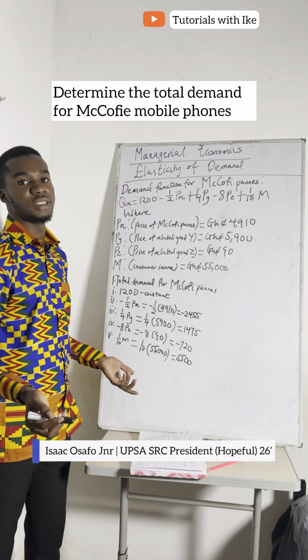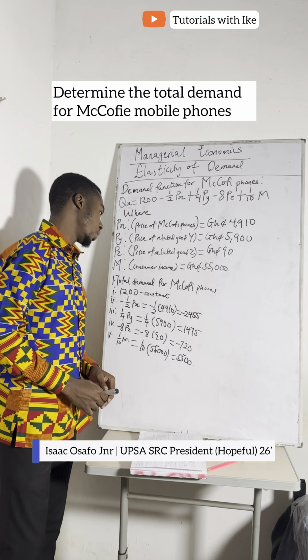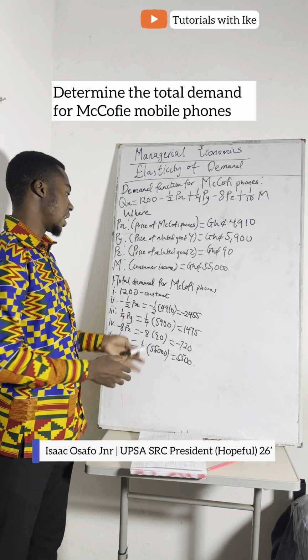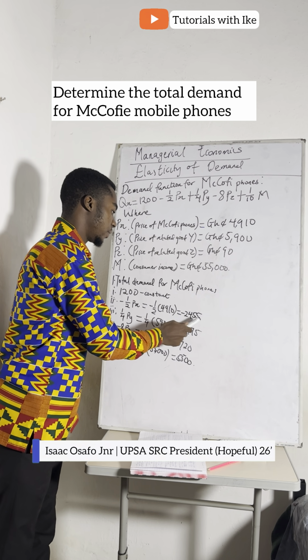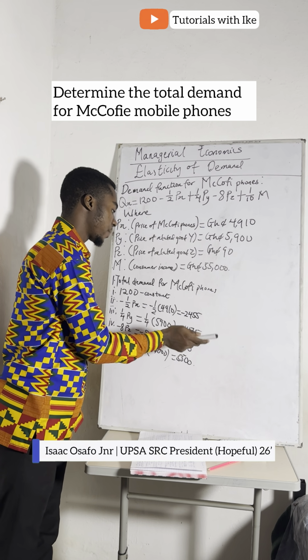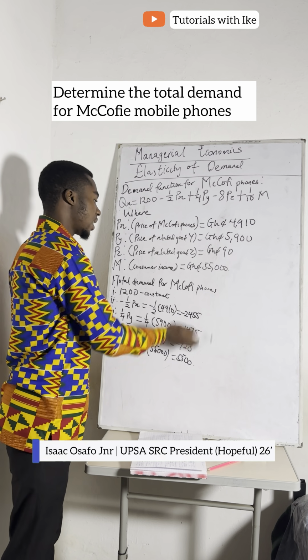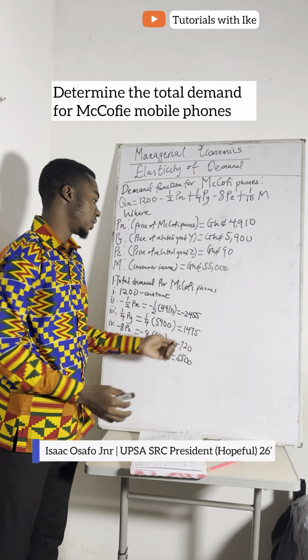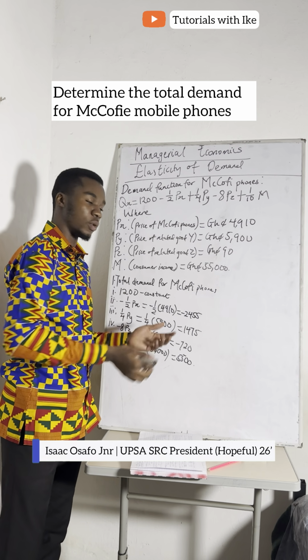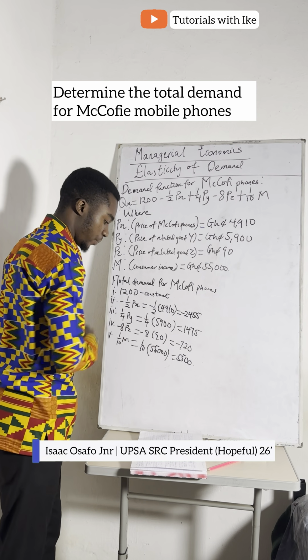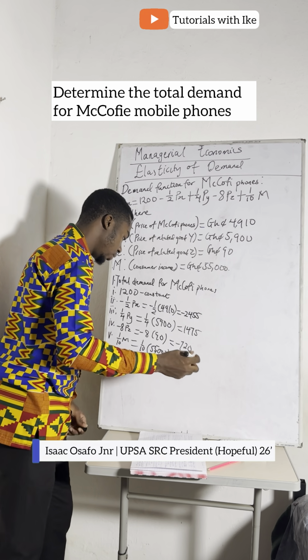So now the next thing we do is just to add all of them. Do you get it? So it's going to be 1,200 plus negative 2,455 plus 1,475 plus negative 720 plus 5,500. So you just add each term. If it's negative, you just maintain the negative, but you have to add all of them. So when you add all of them, you should be getting 5,000 units.